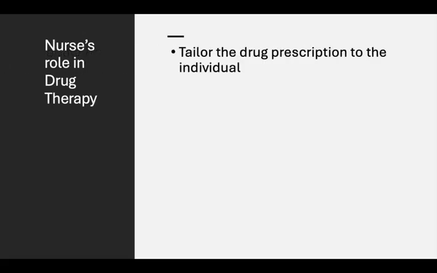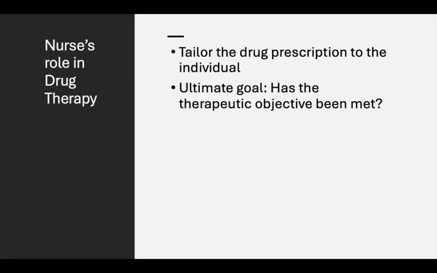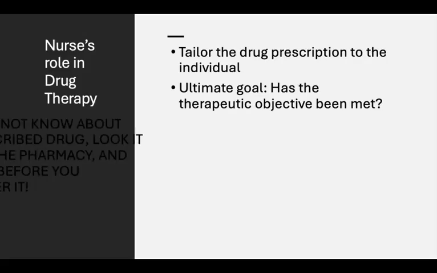So really the things that you're going to do is tailor the drug prescription and information to the individual. Why are you giving this medication to this patient? And the ultimate goal that you're going to have to focus on is, what is the therapeutic objective for this patient, and is the drug doing its job, or has it achieved its job? Has the therapeutic objective been met for these patients?